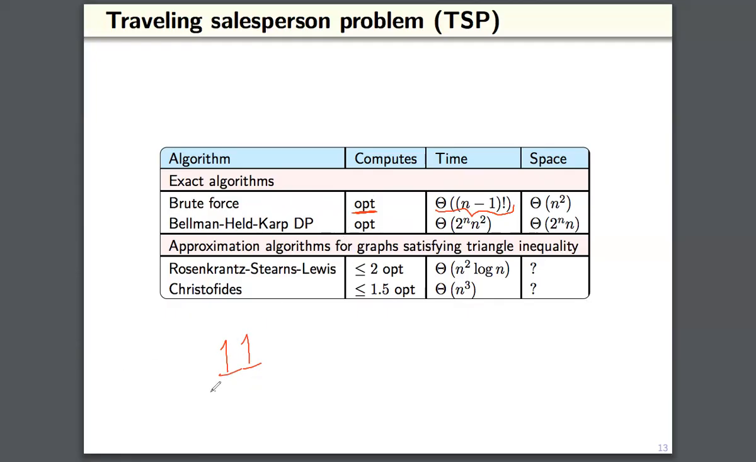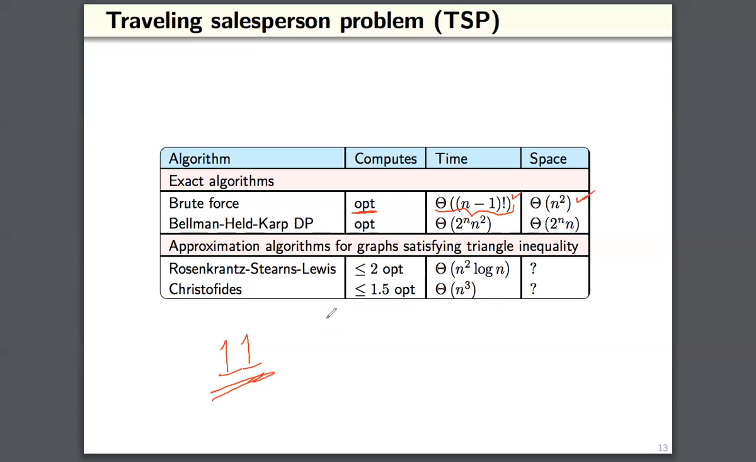In the example, the opt was 11, right? And you know the tour associated with this cost, 11. Okay, so this is the brute force algorithm. The space required is n squared. Why n squared? The number of edges itself is n squared, right? For a complete graph.